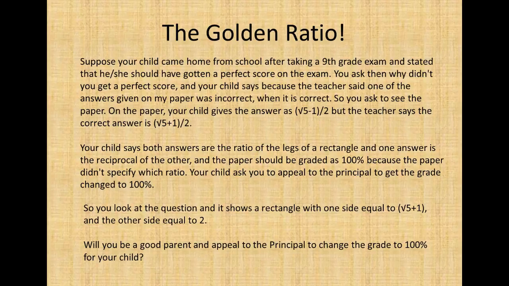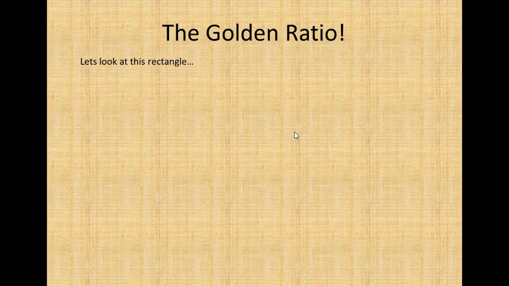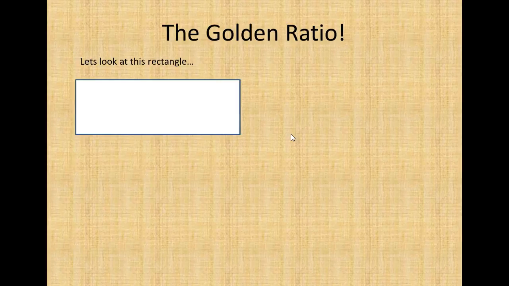So you look at the question and it shows a rectangle with one side equal to square root of 5 plus 1 and the other side equal to 2. Will you be a good parent and appeal to the principal to change the grade to 100% for your child? Let's continue. Let's look at this rectangle.